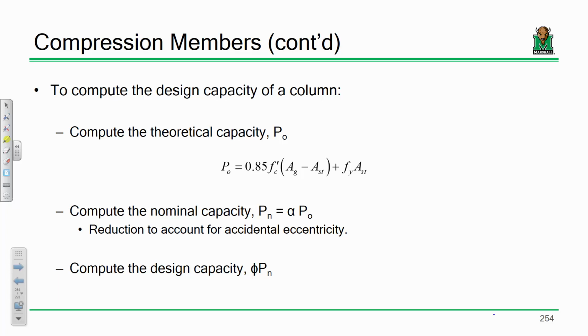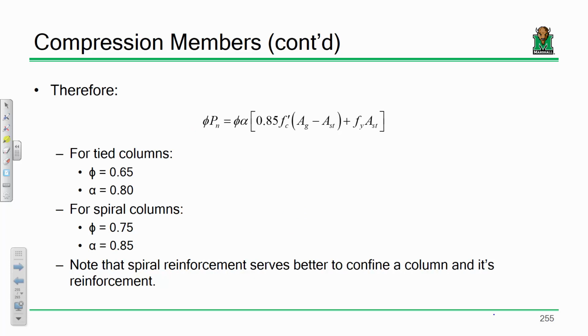Does that make sense? The last thing that we do is we adjust for phi. So the capacity of a column is as follows. We take the theoretical capacity, we adjust it by this term alpha, and then adjust it by phi. Now, if you look at the values, what you find is that the phi value for a tied column is 0.65, for a spiral column is 0.75.